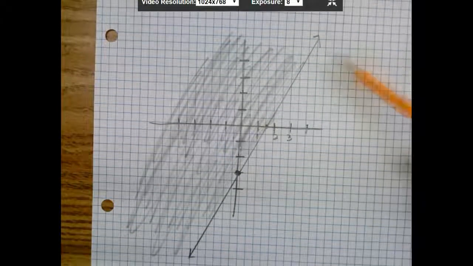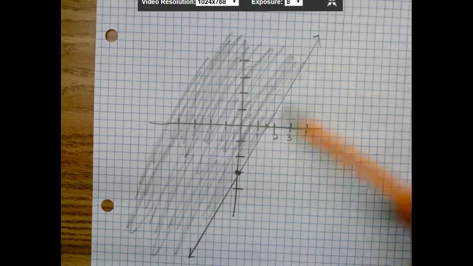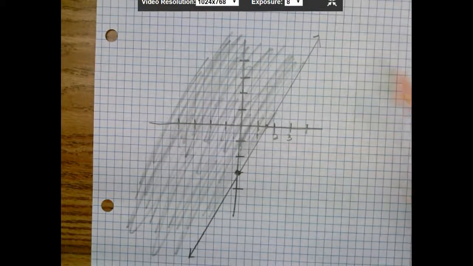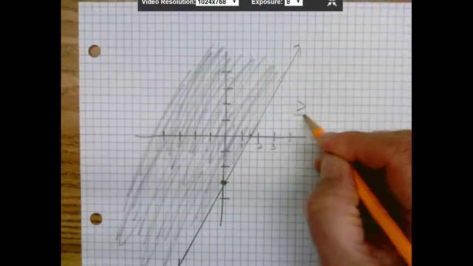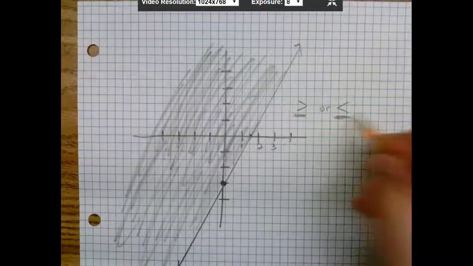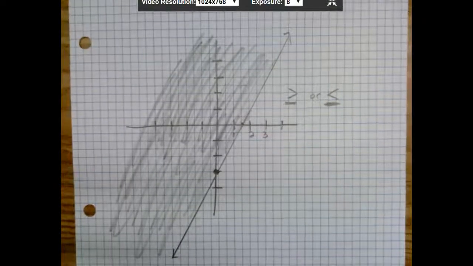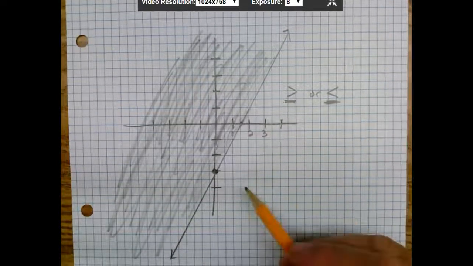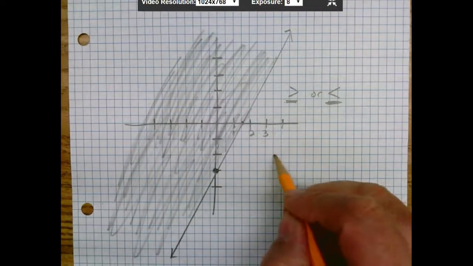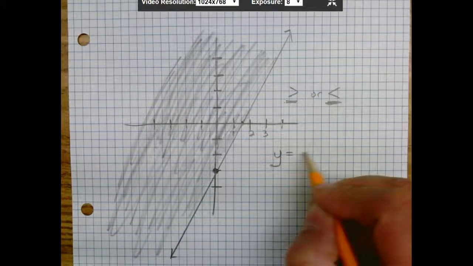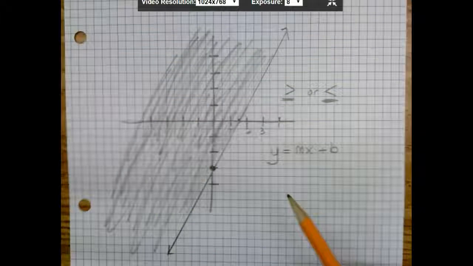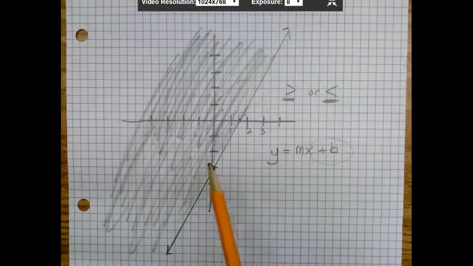We have this line, and notice this one is a solid line. So this one, the last one we did is less than or equal. This one's a solid line, so this one's going to be greater than or equal to or less than or equal to. So we first want to figure out what our equation of the line is. So we want to first get the slope, and we're going to use the slope intercept form, y equals mx plus b, and we need to figure out where the y-intercept is, and we see it right here.